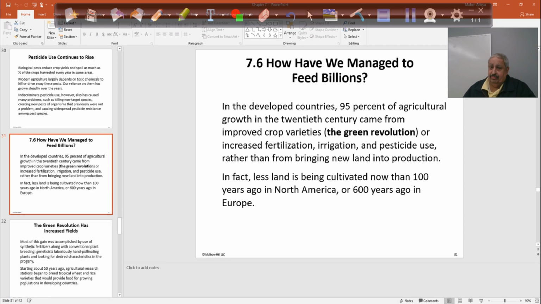How have we managed to feed billions? Well, I think technology has played a major role, a major factor in feeding billions of people throughout the earth. Without improved technologies, we would never be able to do that. And here is the green revolution, or increased fertilization, irrigation, and pesticide usage. All those are technologies we use to improve our crop production and feed billions.